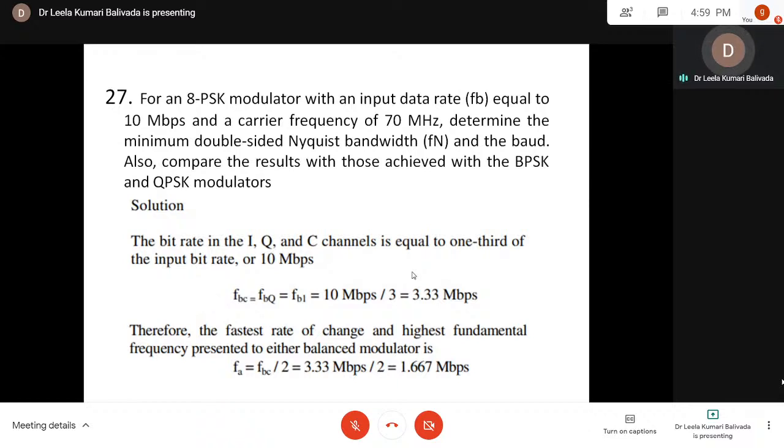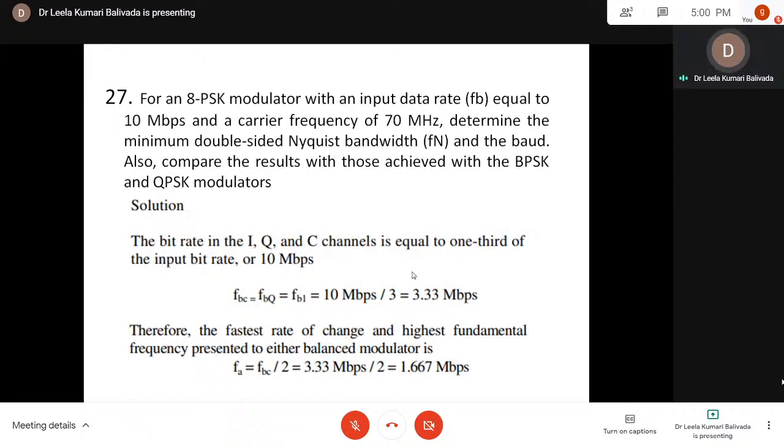The bitrate in the 8PSK for the I, Q and C channels is equal to 1/3 of the input transmission bitrate, 10 Mbps. Therefore, FBC, FBQ and FBI, all the three are equal to FB by 3, which is equal to 10 Mbps by 3. So the transmission bitrate for each of these channels is 3.33 Mbps.